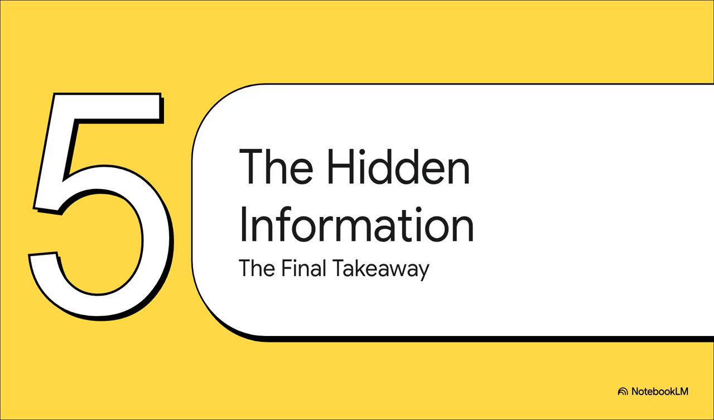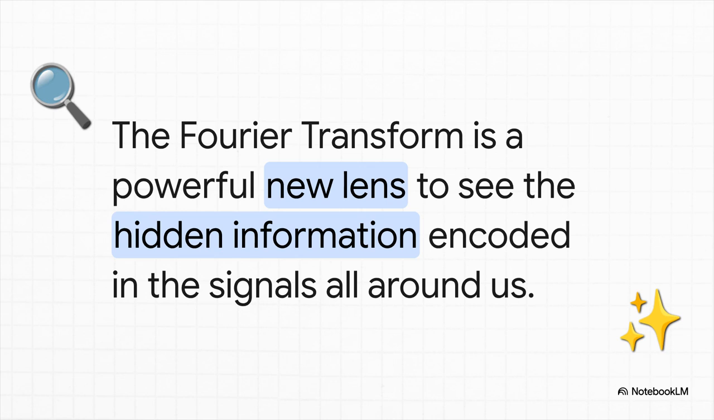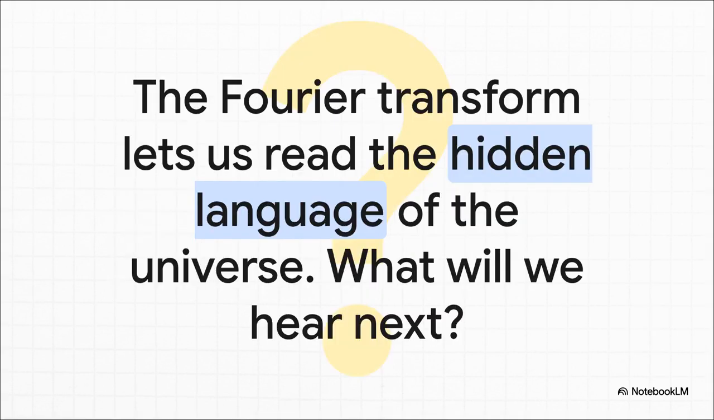So, after all that, what's the big idea here? What is the one thing you should really take away from our look at this mathematical prism? The bottom line is this. The Fourier transform is so much more than a scary-looking equation. It's a whole new way of seeing. It's this powerful lens that reveals the hidden structure, the hidden information that's encoded in all the waves and vibrations that make up our universe, from cosmic signals down to tiny quantum jumps. It's a tool that lets us translate the universe's hidden language into a form that we can actually understand and use. And that really makes you wonder, doesn't it? What other secrets are out there just waiting for us to decode them? What are we going to hear next?